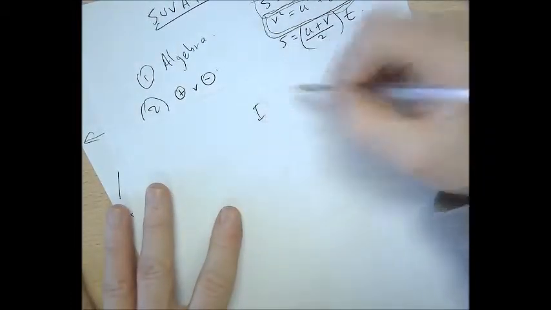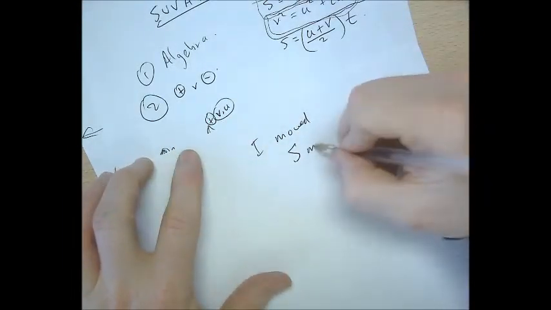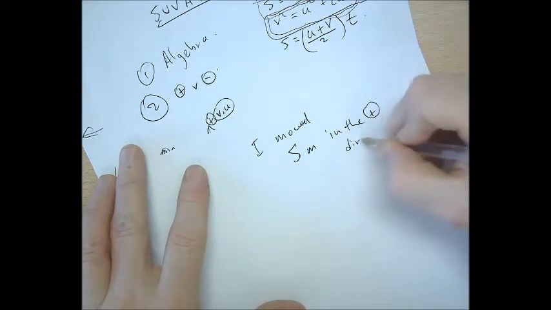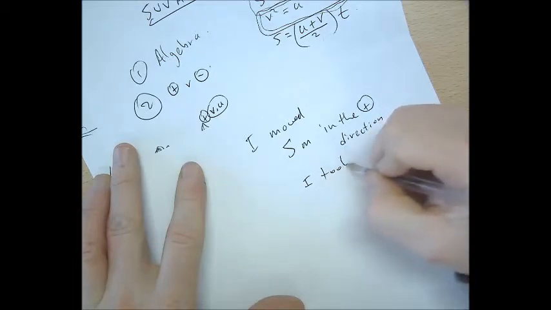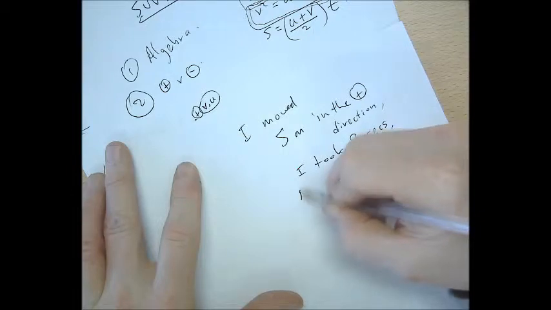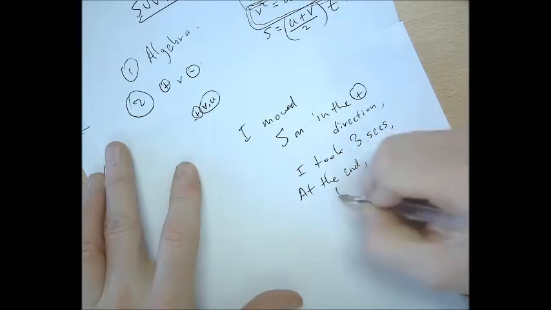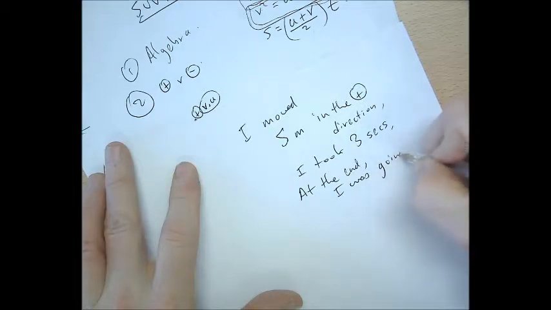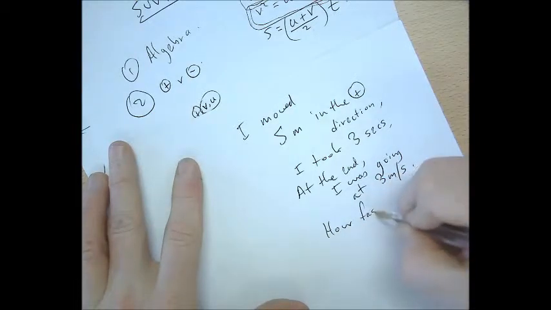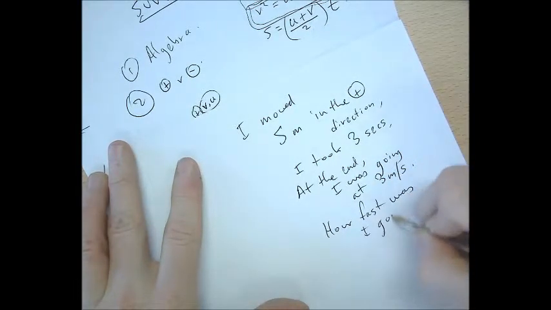So, I moved 5 meters in the positive direction. I took 3 seconds. At the end, I was going at 3 meters per second. How fast was I going at the start?